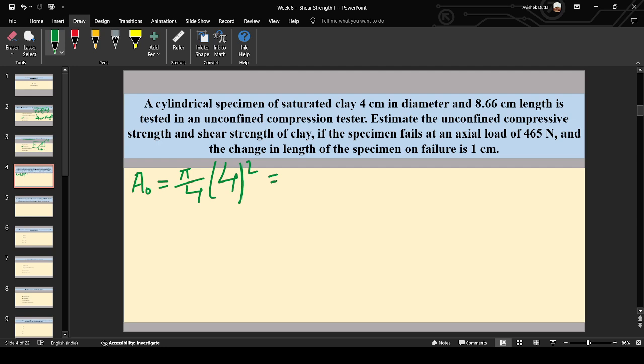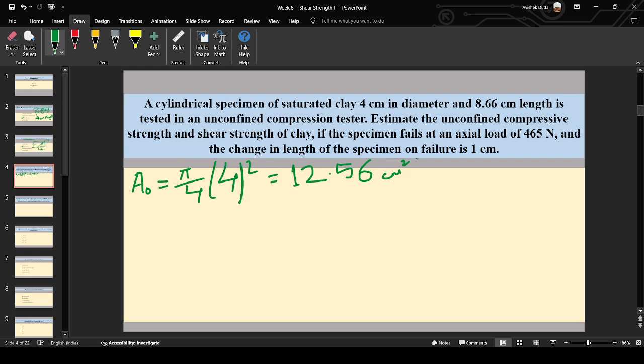I think the value you will get is approximately equivalent to 12.56 centimeter square. This is the approximate value. Now you have to find out the altered or the changed area to find out the UCS or unconfined compressive strength.